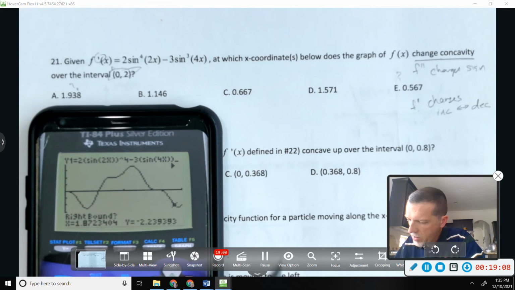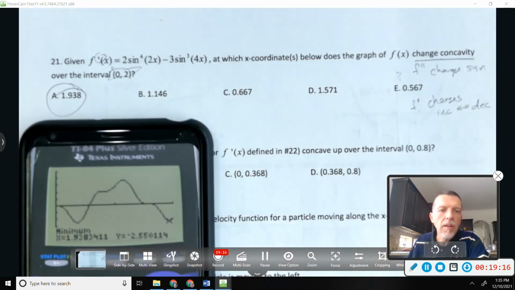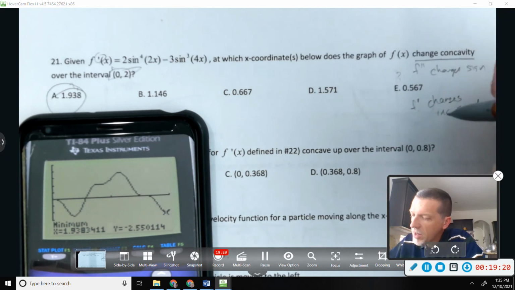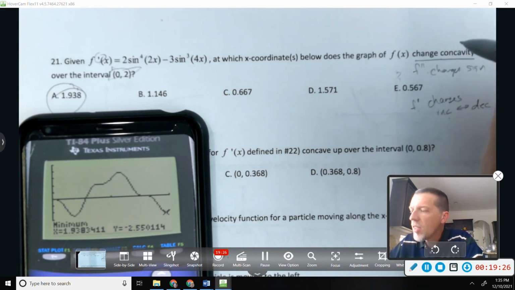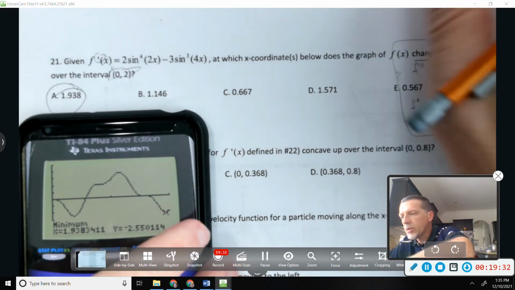Left bound, right bound, guess. 1.938. Yep. So that's a place where f prime changes from increasing to decreasing, or I guess decreasing to increasing. But that means f double prime changes signs. That means f changes concavity. So you got to keep all those things in mind in order to answer some of these questions.